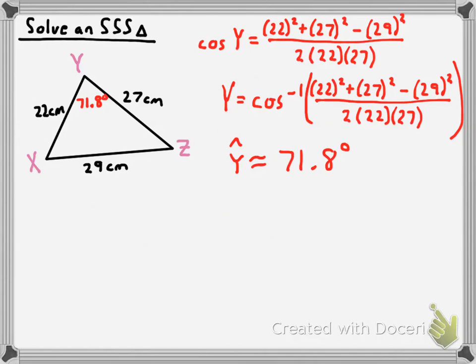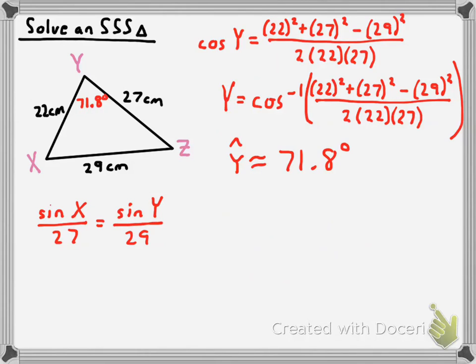Let's say I want to find the measure of angle X next. Well, I can say then that the sine of X over its opposite side 27 is equal to the sine of Y over 29, right? Again, I'm going to have stored the value of this variable on my calculator, so I'm not going to type in 71.8. I'm going to use the more accurate answer that my calculator has stored.